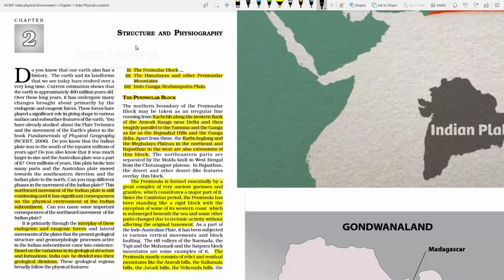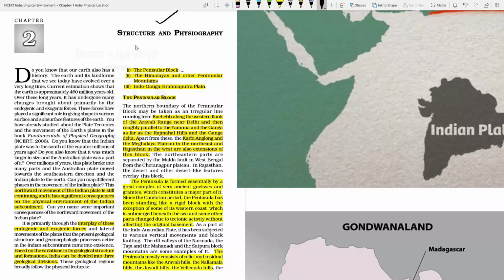Welcome to geography class. We have already completed chapter 2 of the Indian physical environment of the NCERT. Today we are going to deal with chapter 2 of the NCERT, that is structure and physiography. Fine. How India's structure has been formed, and on the basis of the characteristics of India's different territories, how we can divide and classify those structures, those things we'll be dealing with.